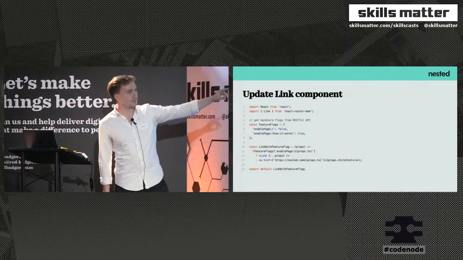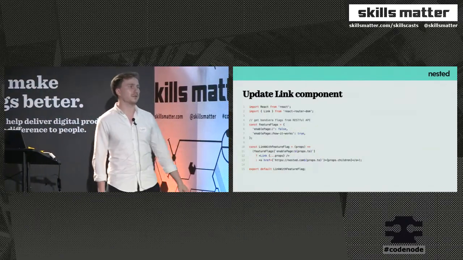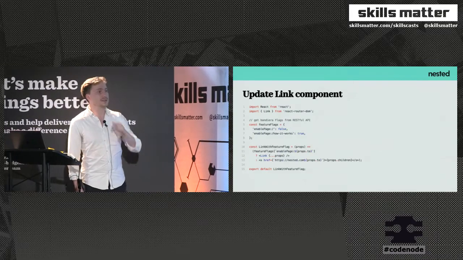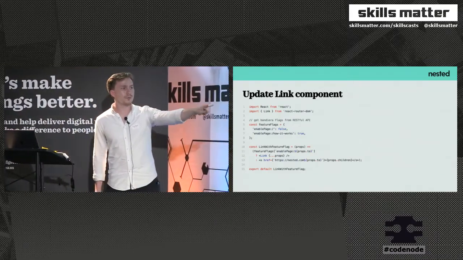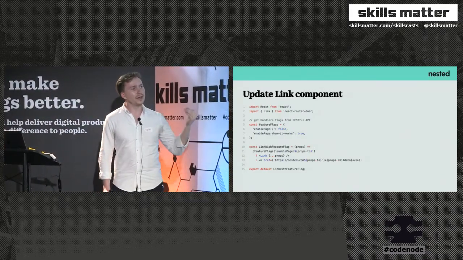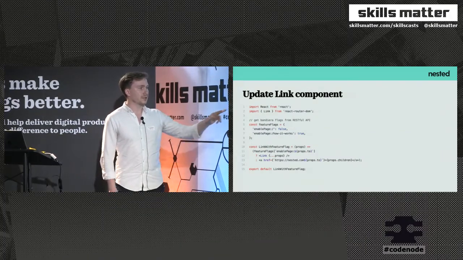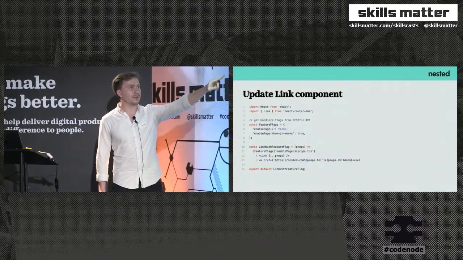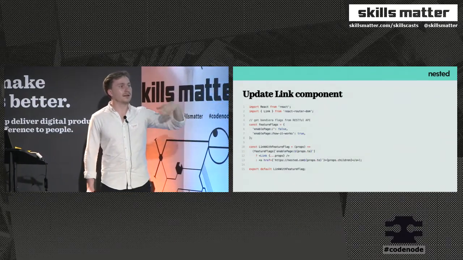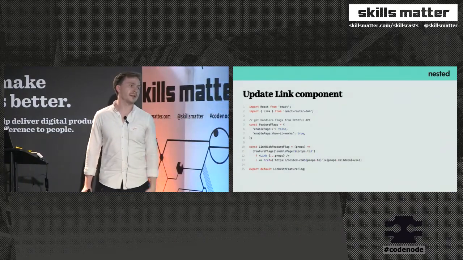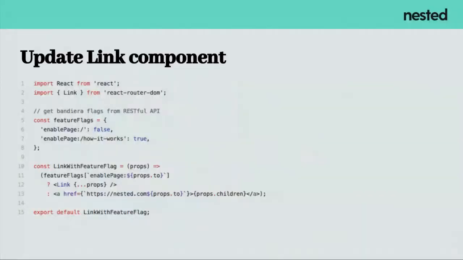So we write this new component called link with feature flag. What it does is it takes the toProp, which is the route that you're going to, creates the feature flag name from that, looks it up inside the feature flags object that we got from the Bandiera API. If that's true, we render a link, because we're allowed to see the React page. We want to make sure that we don't have to do that full request response cycle. We want to dynamically update that view.